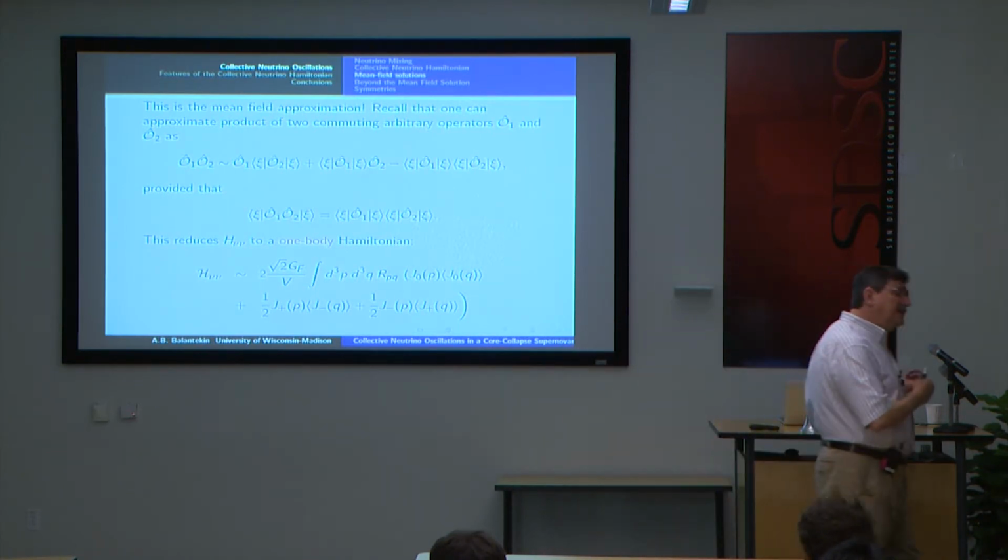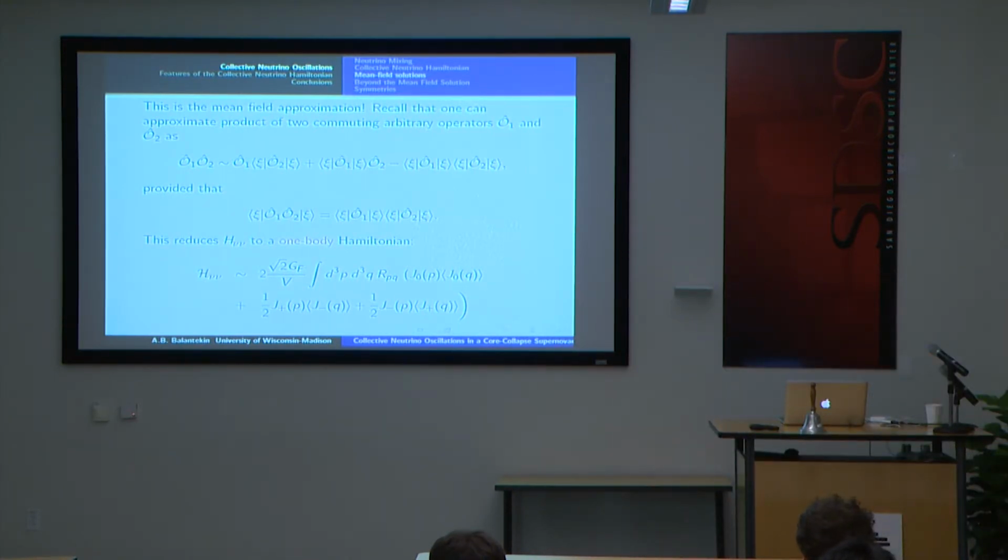So what we did, for example, is to treat both neutrinos and antineutrinos. And we did not have the interaction terms, we did not have the operators that convert neutrino into antineutrino.